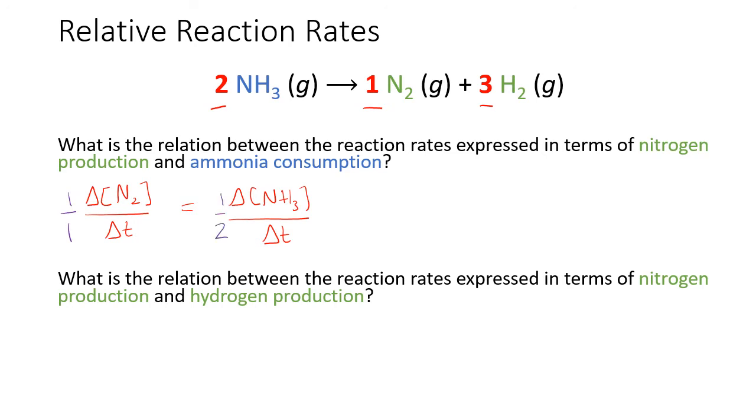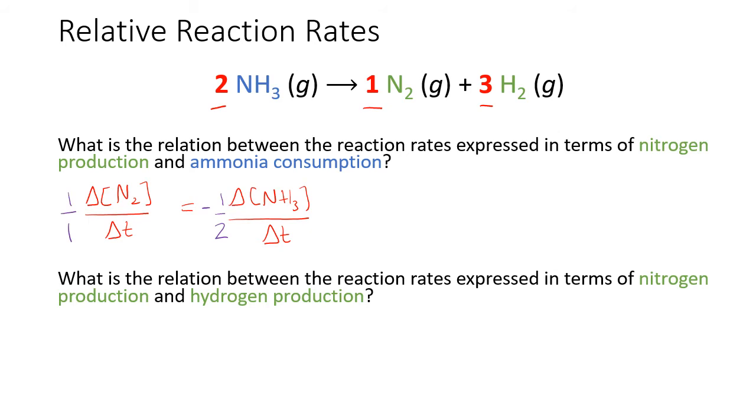And since ammonia is a reactant, we know that it's going away, so we can put a negative sign out in front as well. So how we read this is we would say that the rate of nitrogen production is equal to 1/2 the rate of ammonia consumption. So the ammonia is going to disappear 2 times as fast as the nitrogen is produced, or the nitrogen is going to be produced only half as fast as the ammonia disappears.